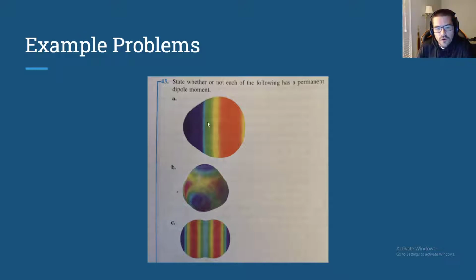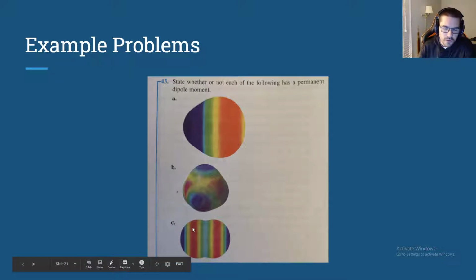Okay. So this is asking us to state whether or not each of the following has a permanent dipole moment. Okay, this clearly does. This would be a negative end and a positive end. That's what it means by a dipole. And it is permanent, as you're going to see down here, some of these cases are not. It's permanent because this is non-symmetrical. It's clearly negative over here, clearly positive over here, and that's not going to change.